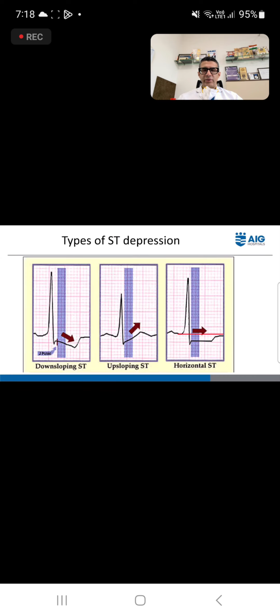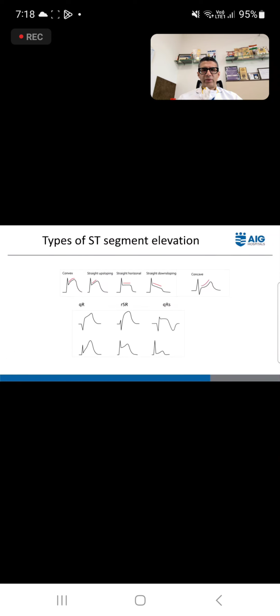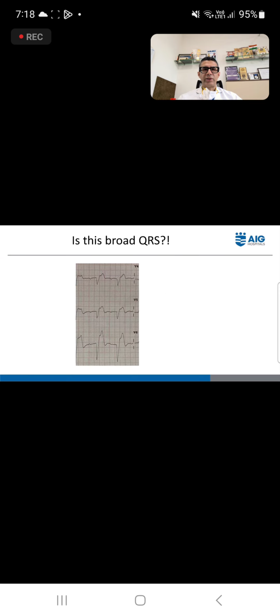So the patterns of ST depression we again mentioned to you while describing. So there will be some overlap slides. Then infarction patterns, we mentioned about how you can mistake certain cases for broad QRS complex.